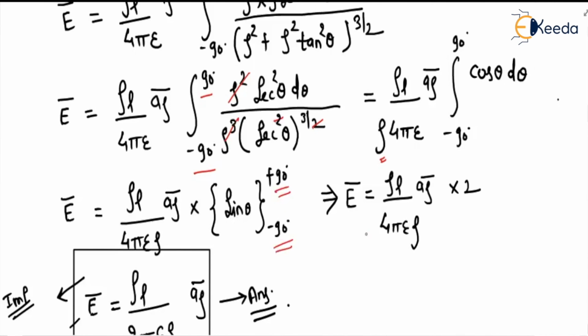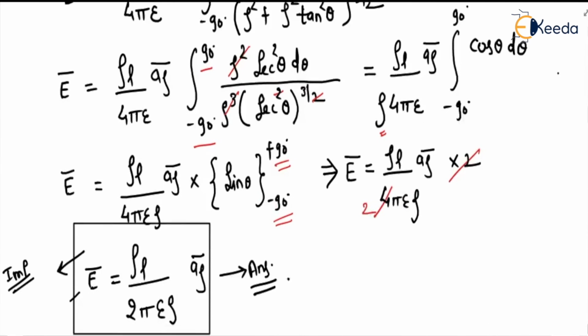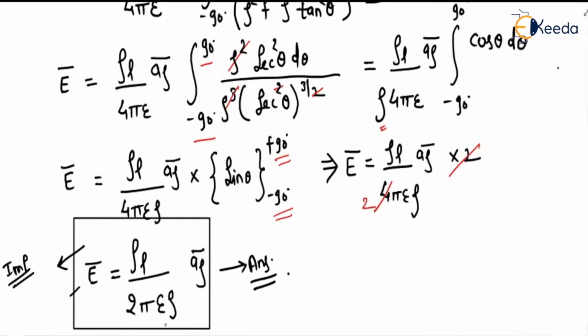So rho L upon 4 pi epsilon rho, sin theta from minus 90 degrees to plus 90 degrees. The final answer is sin 90 minus sin of minus 90, which is 2. So rho L upon 4 pi epsilon rho into 2, and this 2 and this 4 will cancel each other. So the electric field will be equal to rho L upon 2 pi epsilon rho a rho. This is a very important expression: the electric field due to a line charge is rho L upon 2 pi epsilon rho a rho vector.